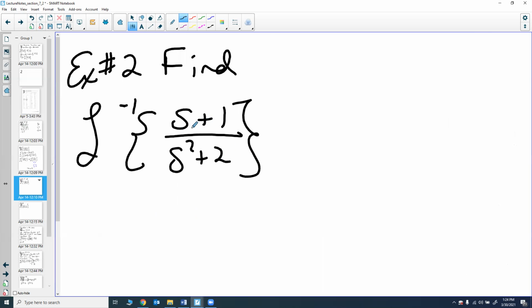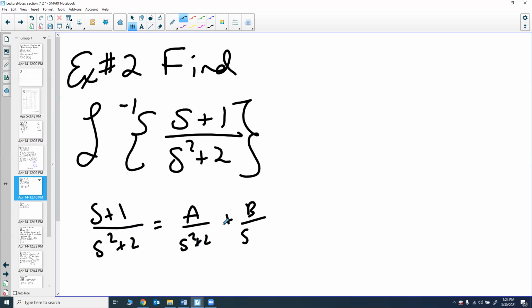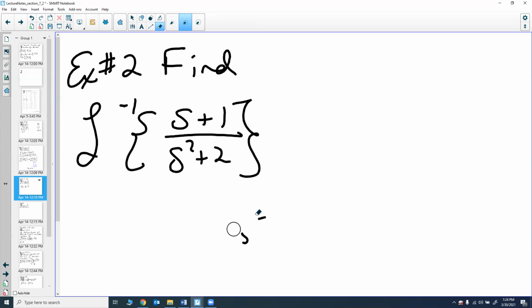Sometimes I need to change into two separate fractions, which means partial fraction decomposition. Your technology can do this for you, or you can do it by hand. Actually, I'm sorry, you don't need to do that with this one. I apologize. This one's not partial fraction decomposition. This one is a little bit easier.